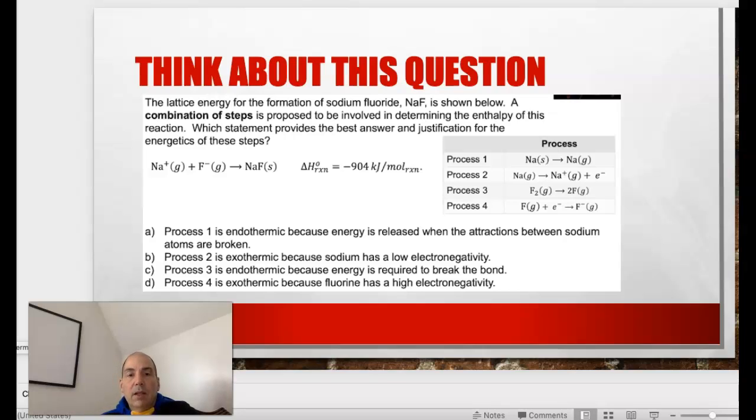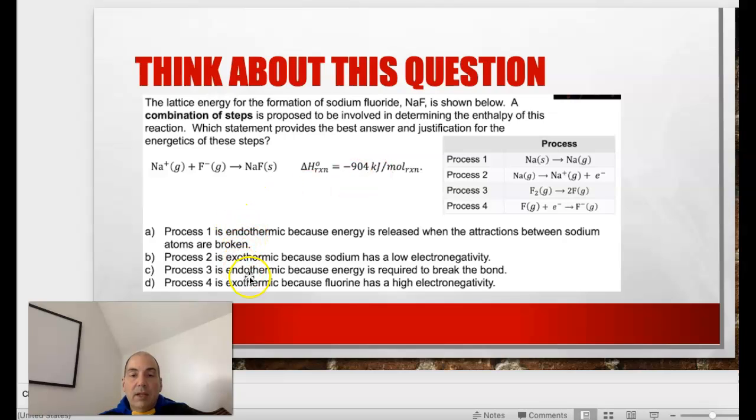So the lattice energy, the formation of sodium fluoride, is shown below. A combination of steps is proposed to be involved in determining the enthalpy of this reaction. Which statement provides the best answer and justification for the energies of these steps? So we have this overall reaction, and we have these four processes listed there. And we're told that delta H for this reaction is negative 904. Negative means it's losing heat. That means it's exothermic. Okay, so we know that overall it's exothermic. That's not really what the question is asking.